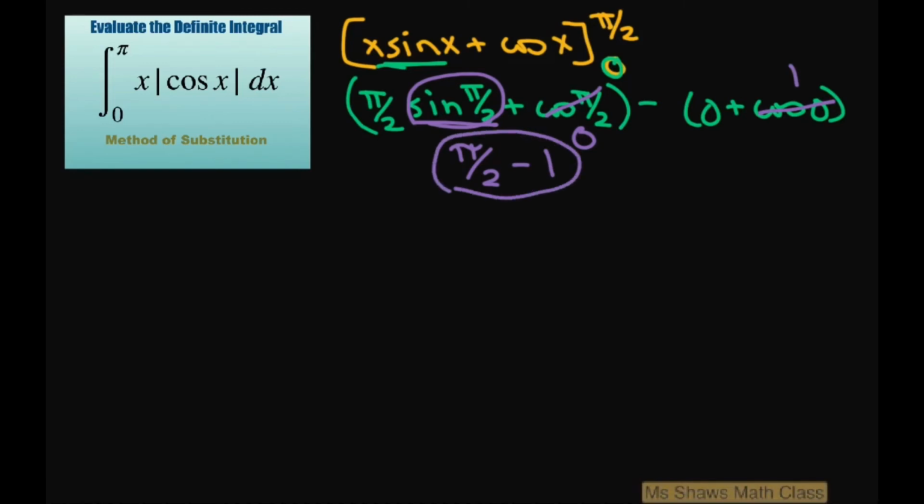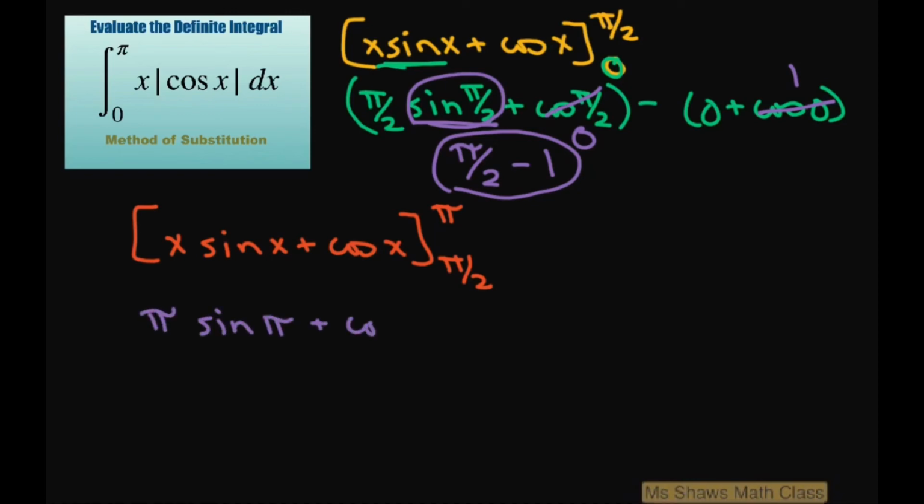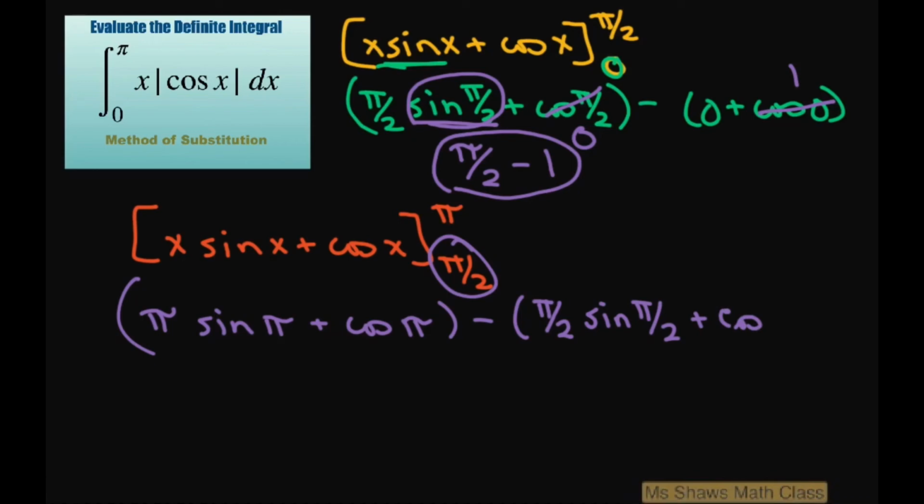So that's that piece. And then we have to do it again for x sine of x plus cosine of x, from pi divided by 2 to pi. Let's fill this one out. We get pi sine of pi plus cosine of pi, minus, and then we do pi divided by 2, so pi divided by 2 sine of pi divided by 2 plus cosine of pi divided by 2. This is going to equal 0, this is going to equal 0, so this is negative 1.